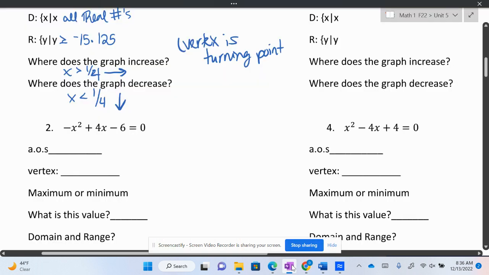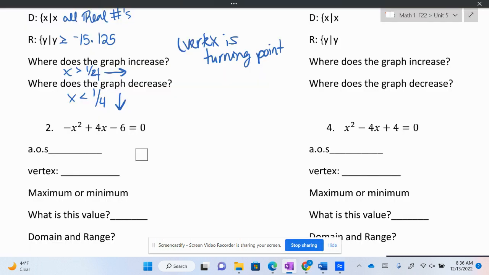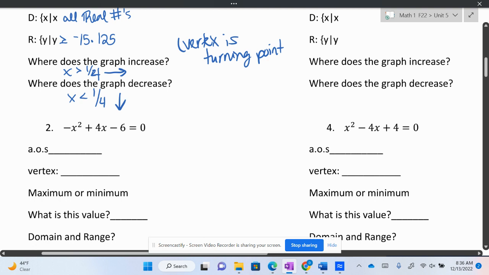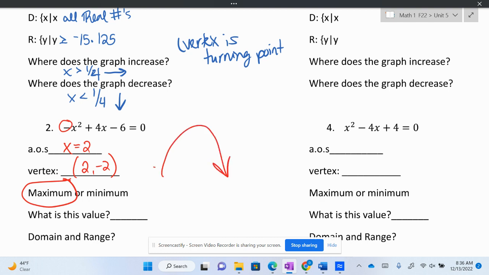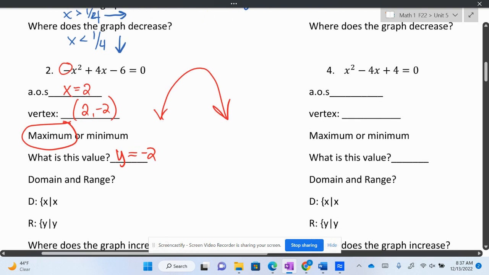Okay. So does this graph have a maximum or a minimum? It has a maximum. Why? Because this is negative and you saw that the graph went like this, right? What is the highest y value this graph goes? Y equals negative 2. What is the domain and the range?